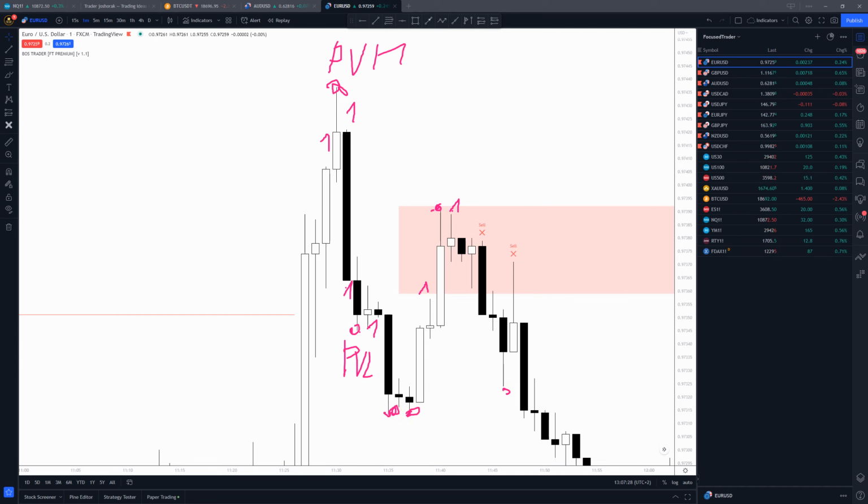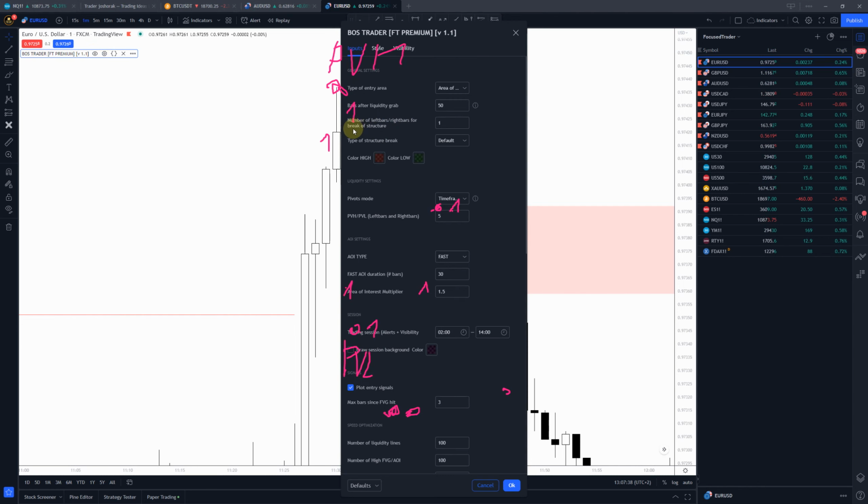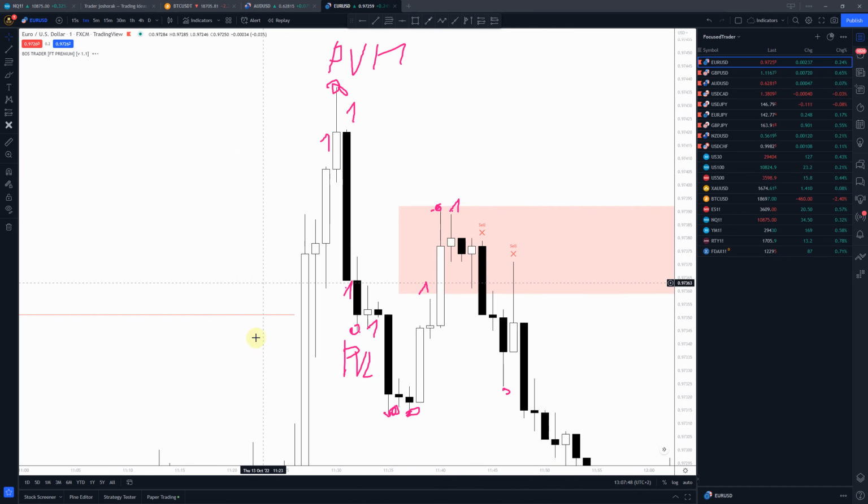So this is me defining structure, and the number of bars on the right and left, you will set it here to define structure, the number of left bars and right bars for break of structure. So the structure is defined by one bar. If I set it to, I don't know, 5, suddenly what will happen? This area of interest will disappear.